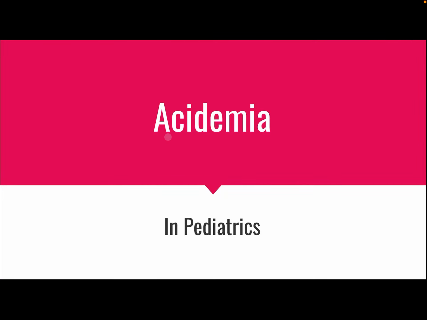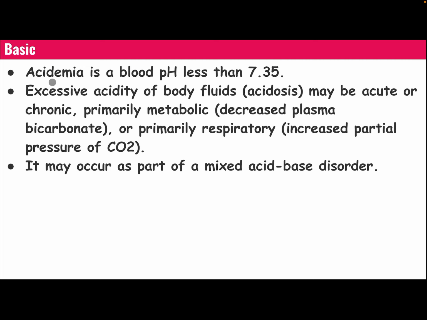Hi everyone, our subject today is acidemia in pediatrics. Basics. Acidemia is a blood pH level less than 7.35. Excessive acidity of body fluid, acidosis, may be acute or chronic, primary metabolic, decreased plasma bicarbonate, or primary respiratory, increased partial pressure of CO2. It may occur as part of a mixed acid-base disorder.